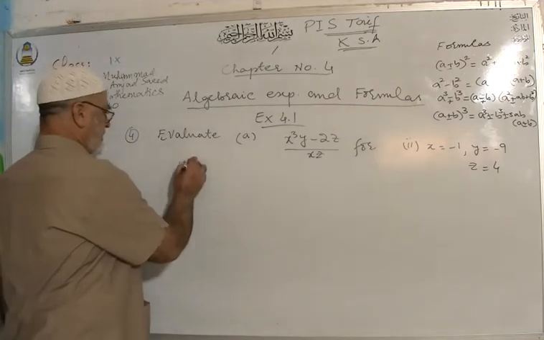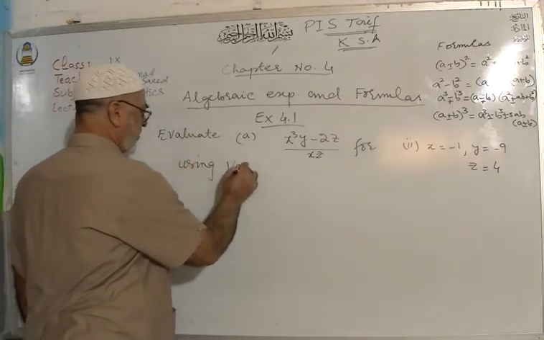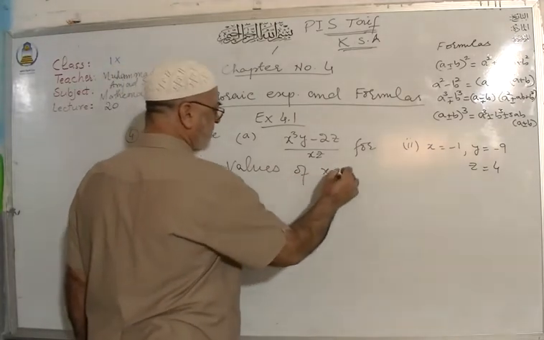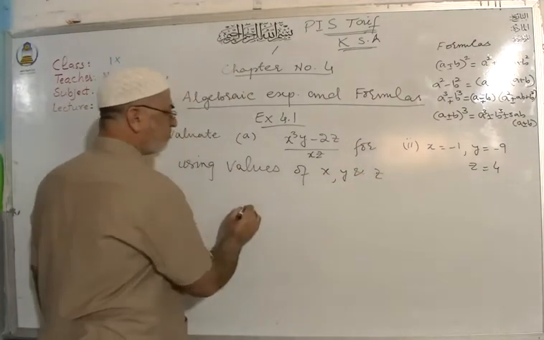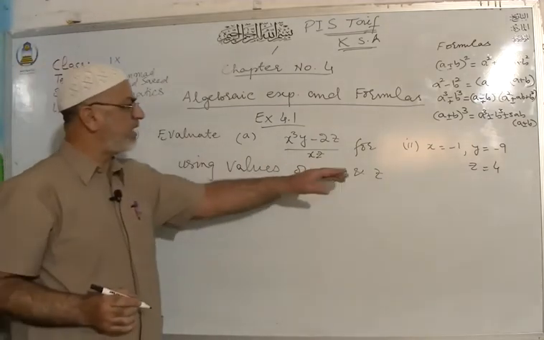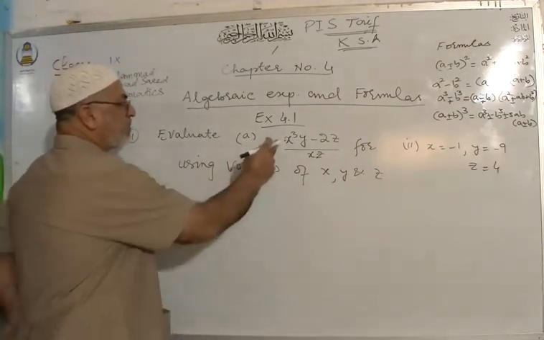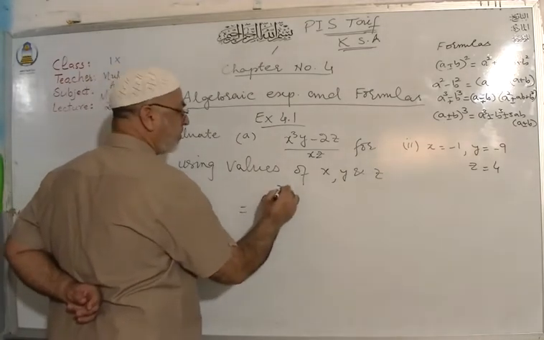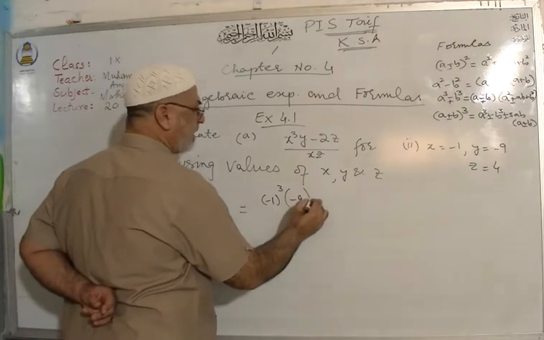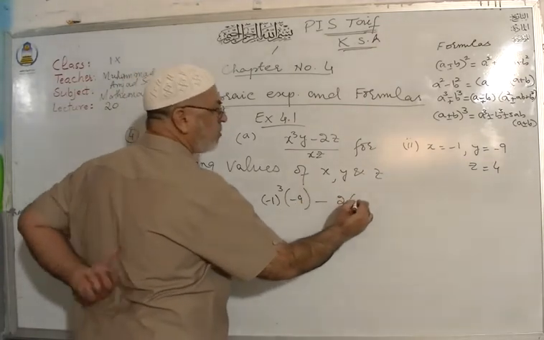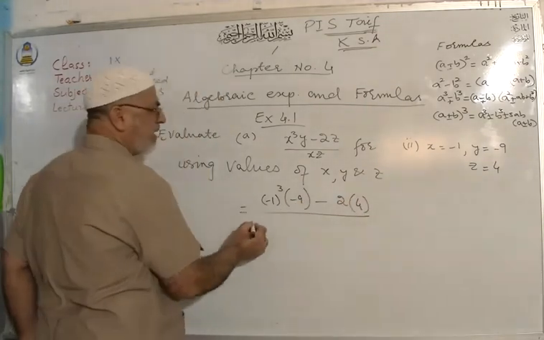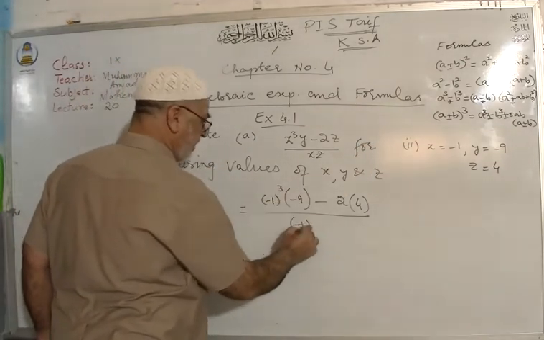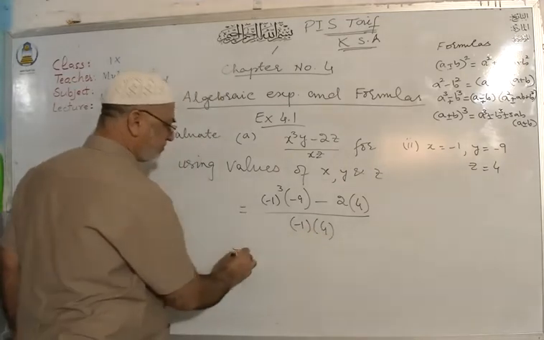Using the values of x, y and z in the given expression. What is x cubed? X cubed means minus 1 cubed, and y is minus 9. Minus 2 into z, which is 4. Whole divided by x, where the value of x is minus 1 and the value of z is 4.